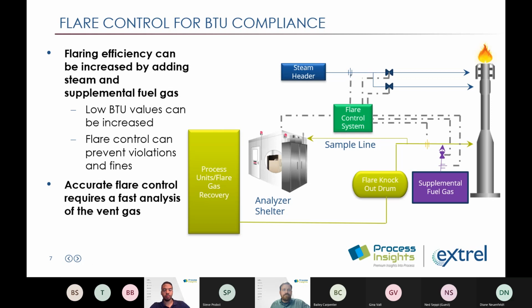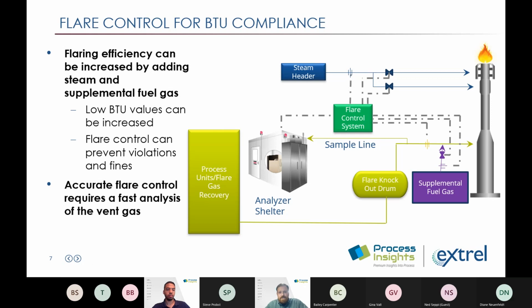And that's going to be going back to an analyzer shelter, okay, where the analysis will take place. Now, in the rule, the requirement for heating value was based on a 15-minute reporting block. So the idea is that if your gas analyzer is getting an update once every 15 minutes, you have enough data to be in compliance. You report that to the EPA, and you've done what you needed to do at the bare minimum.